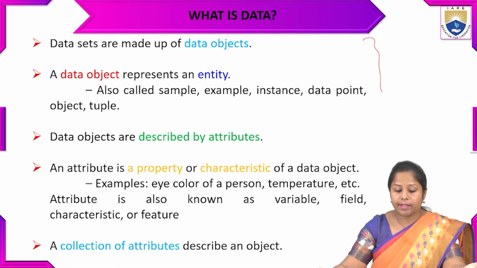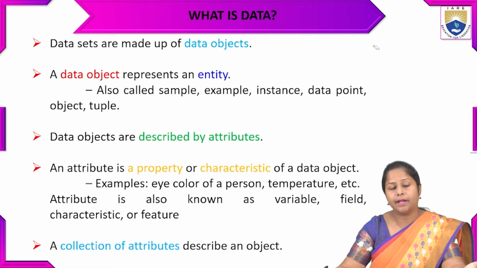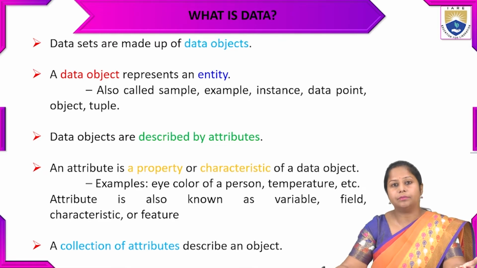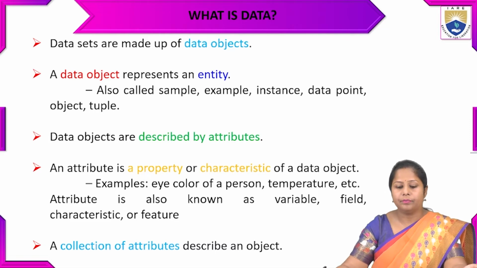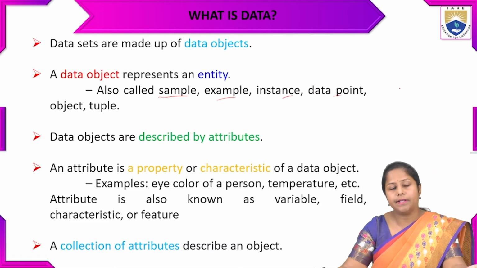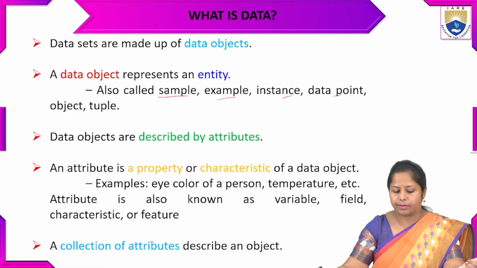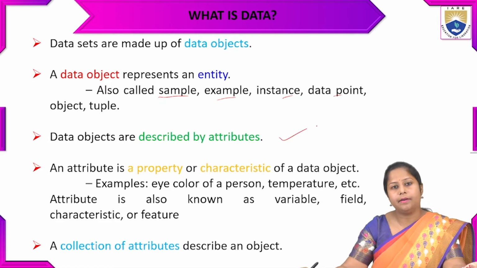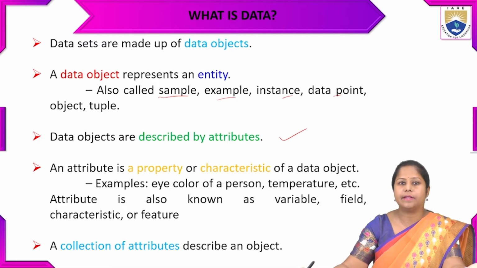A data object is nothing but something that represents an entity. Suppose we take an example, there is some sample, there are some data points, there are objects. These are the terms we use for pointing to data. We can call it a sample, an example, an instance, a data point, an object, or a tuple. These are the different names of data objects. Data objects are described by attributes. So data objects are created by attributes in the data set.